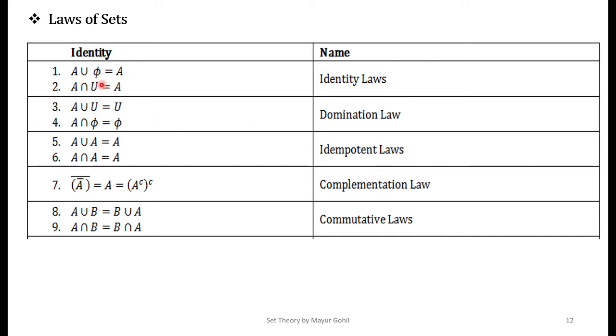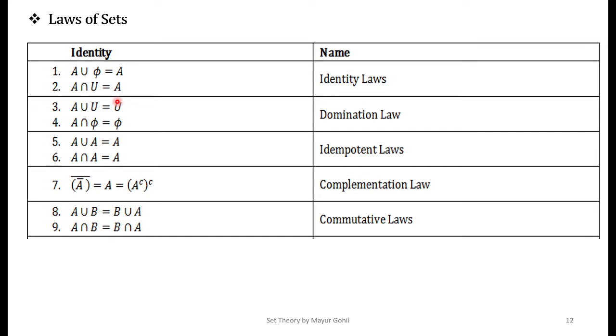Now use the principle of duality that we had studied in the last lecture. So what does that say? That replace union by intersection and null set by the universal set. So when I replace union by intersection and null set by universal set, I still get the same equation. Okay, so A intersection the universal set is A.